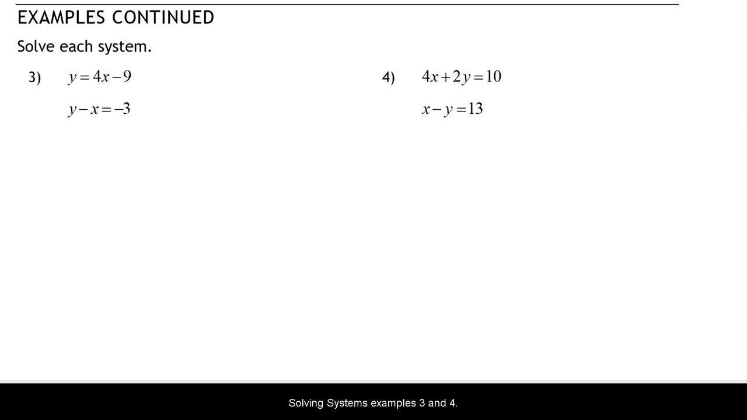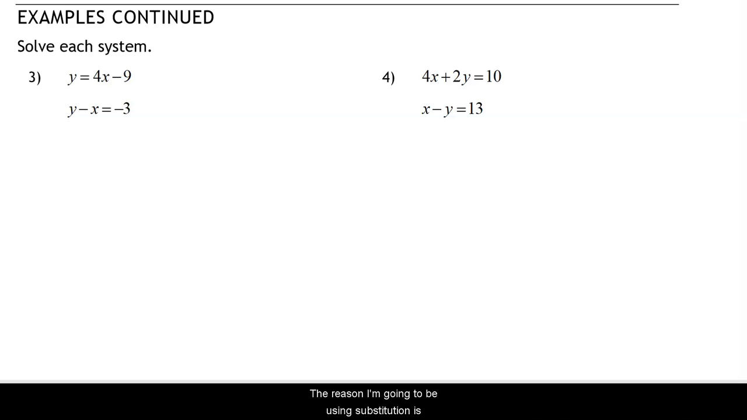Solving systems, examples 3 and 4. So to solve example 3, I'm going to use substitution. We have the equations y equals 4x minus 9 and y minus x equals negative 3.